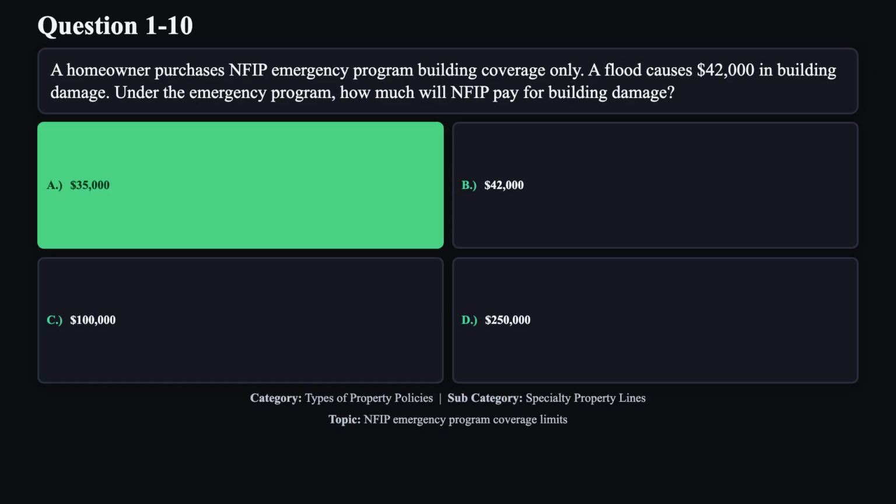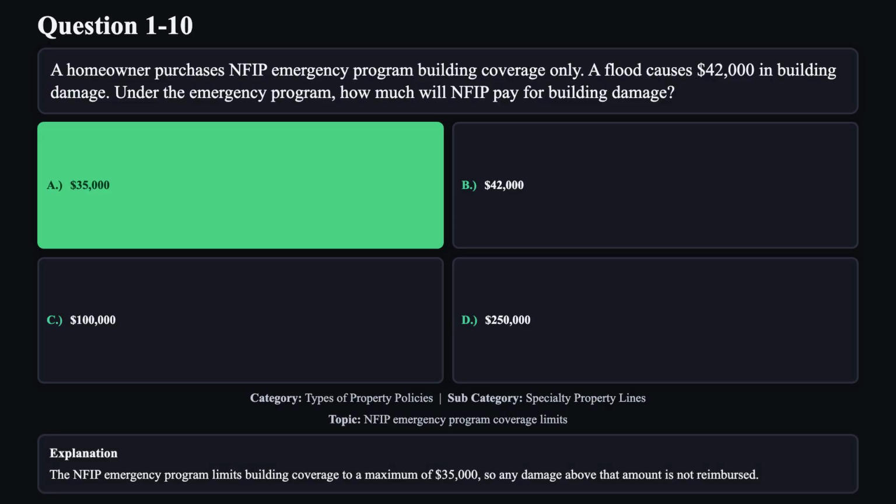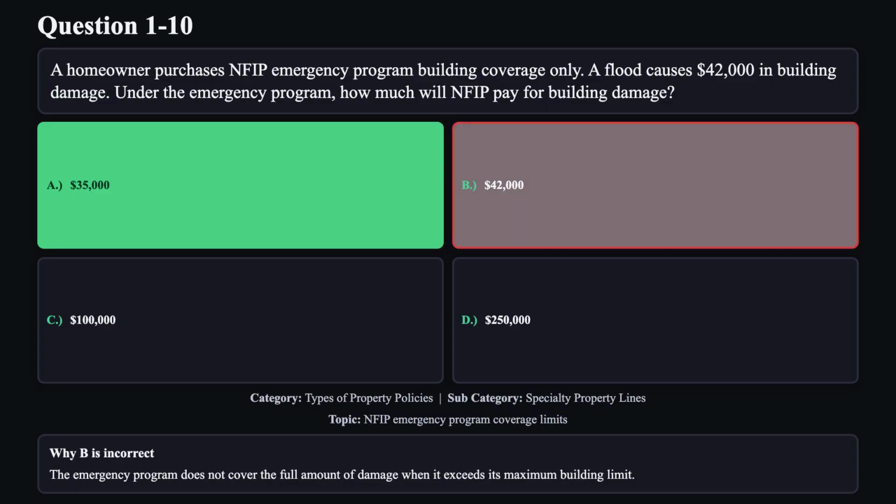The correct answer is A. The NFIP emergency program limits building coverage to a maximum of $35,000, so any damage above that amount is not reimbursed. Reason B is not correct. The emergency program does not cover the full amount of damage when it exceeds its maximum building limit.